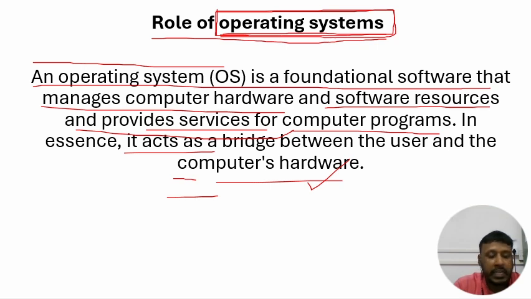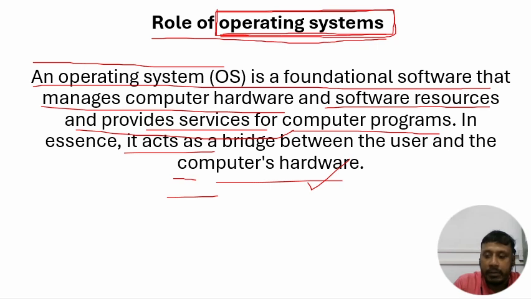Another type is the time sharing operating system. What is a time sharing operating system? It allows multiple users to use the system simultaneously. Here CPU time is divided among the users. This is called time slicing. Another type of operating system is the distributed operating system. It manages a group of computers and makes them appear as one system. For example, a cloud computing system.